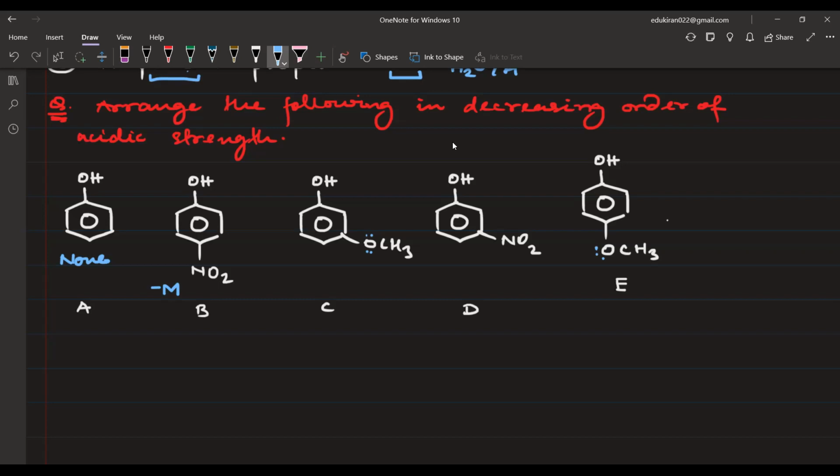Electron donating. Okay, so plus M or plus I? Plus I. No, see, first of all, this is OCH3. We have done this now, methoxy.